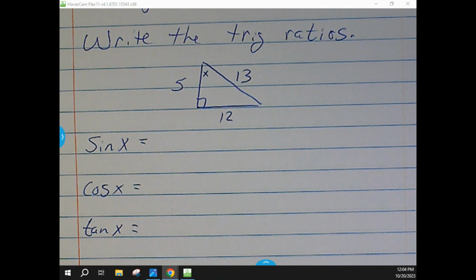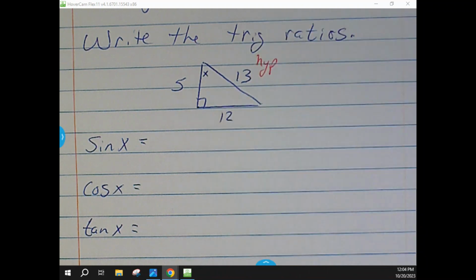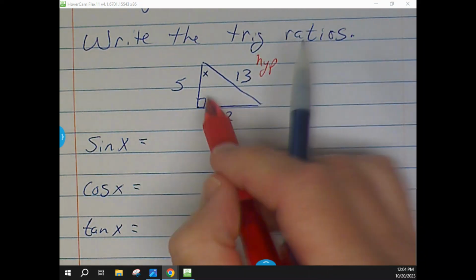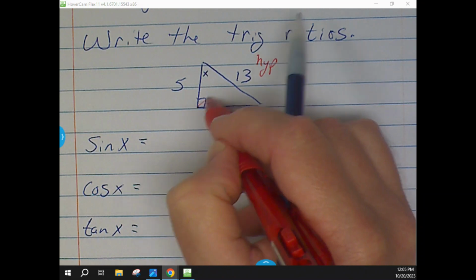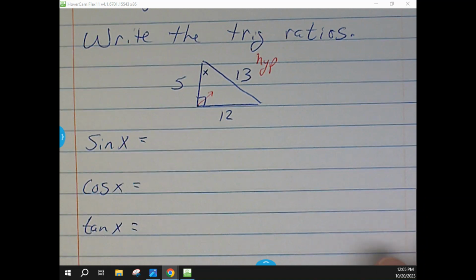Okay, and as soon as you get in that corner, again, you go back in and label the things that you know. The one thing that never changes is the hypotenuse, which is your longest side. Again, if you drew an arrow through the right angle, it will always point to the hypotenuse every single time. That's the one thing that never changes.